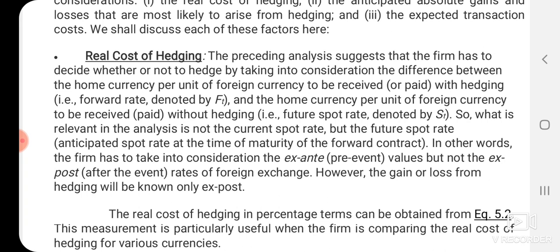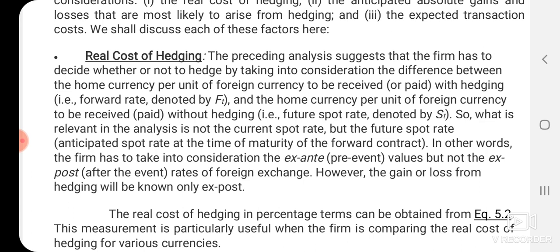So what is relevant in this analysis? Not the current spot rate but the future spot rate. We have to make that difference. It is the anticipated spot rate at the time of maturity of the forward contract. For example, whether it is a 3 months contract or 6 months contract, we should anticipate a spot rate at the time of maturity of the forward contract. In other words, the firm has to take into consideration ex ante or pre-event values, but not the ex post values after the event.